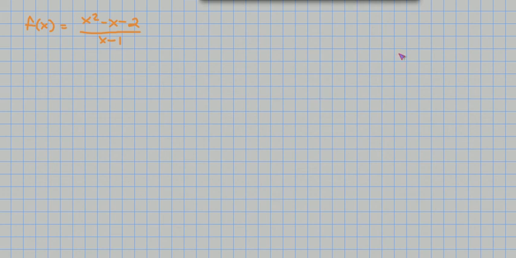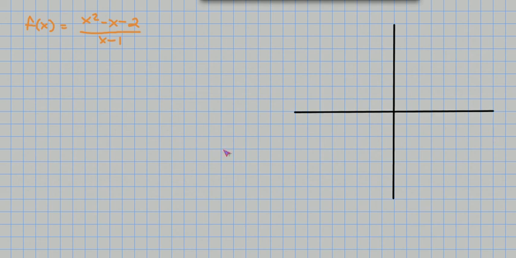So let's set up our picture here. Again, step 1 was to simplify. On this particular problem, the top does factor, and it's going to get us x minus 2 times x plus 1, and the bottom is going to give us x minus 1. This time we didn't end up canceling anything because nothing's alike on top and bottom, so that's all we can really do for simplification.